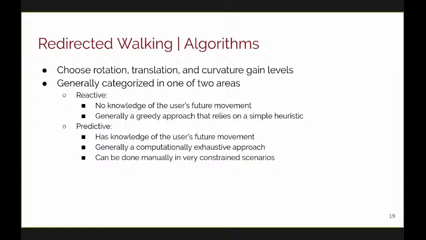These predictive algorithms are generally a computationally exhaustive approach, or they can be done manually in very constrained scenarios. Currently, if you have an unconstrained experience, you have to use a reactive algorithm. In this work, we are showing for the first time that it's possible to have an algorithm that maintains the generalizable properties of reactive algorithms while obtaining some of the more favorable properties of predictive algorithms.